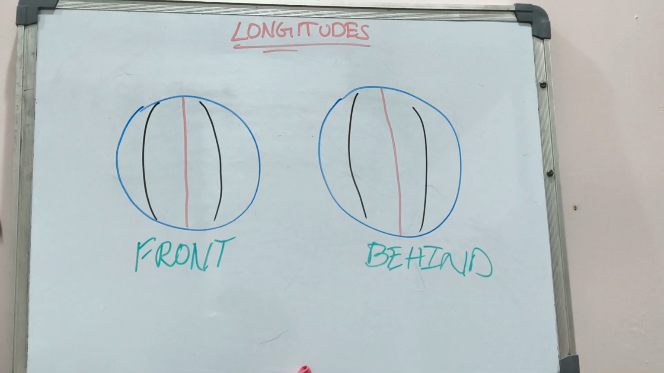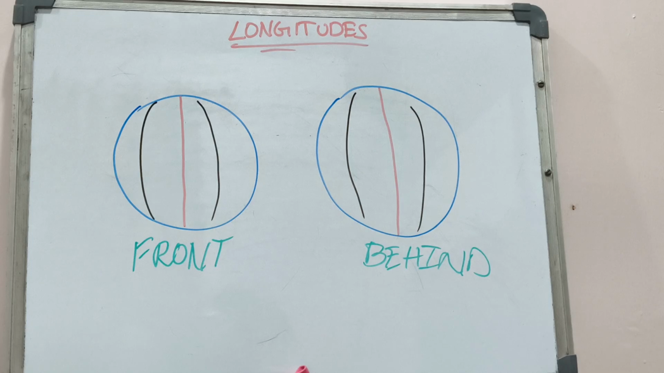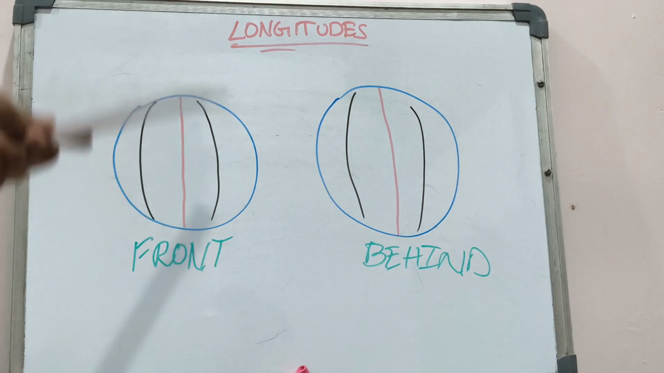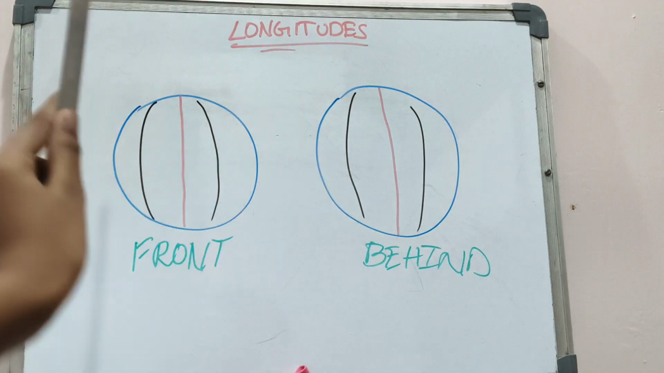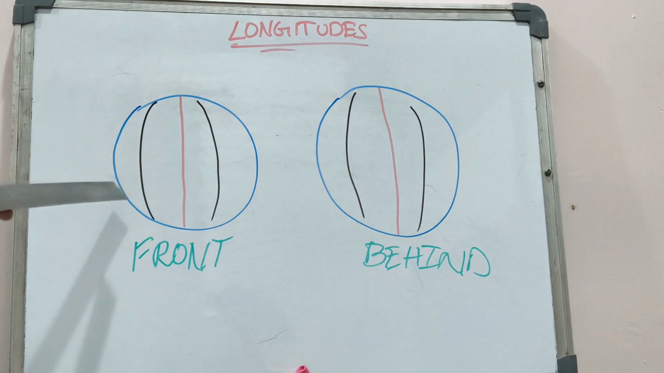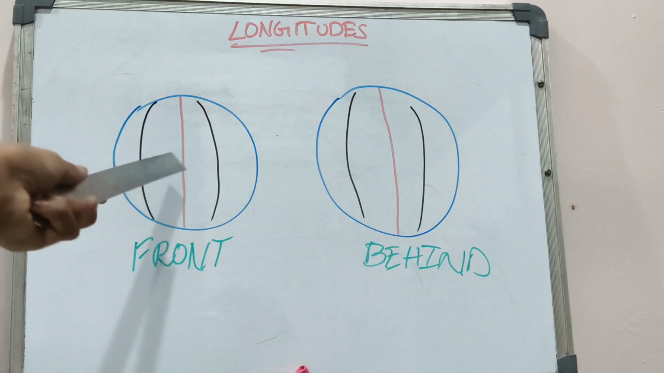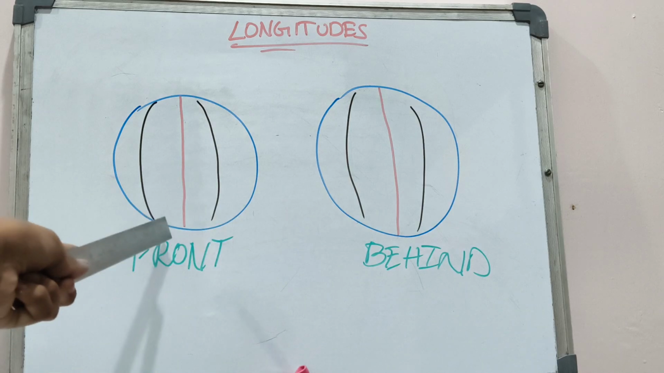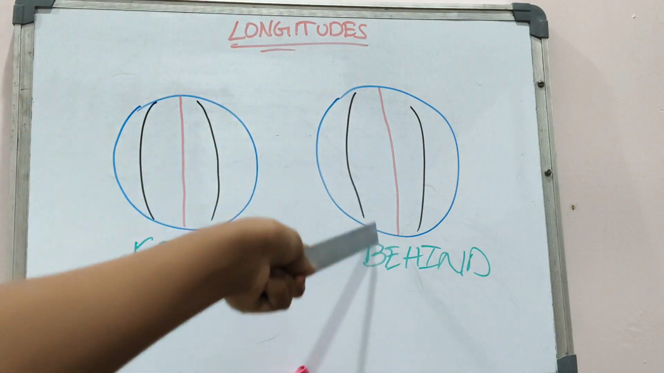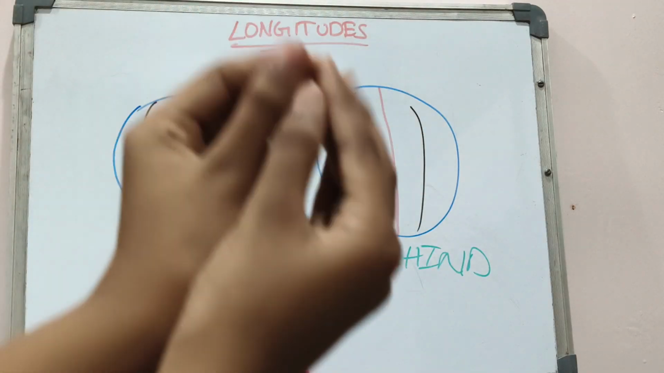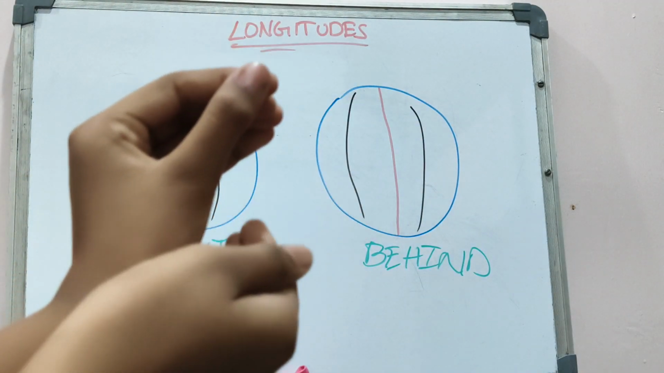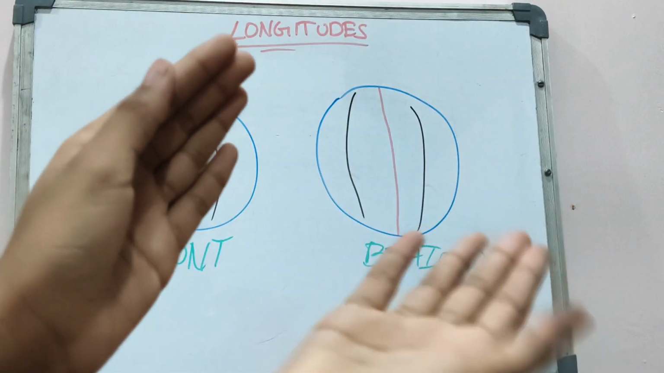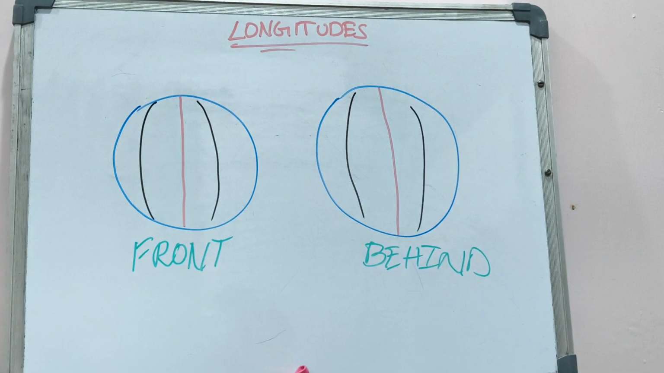All the longitudes form a semicircle, and two diametrically opposite lines make a full circle, also known as a great circle. Here you can see the front side of the earth and behind the earth. I know it looks like a watermelon, but here you can see that this is the prime meridian and that is the prime meridian. These are the west longitudes and these are the east longitudes. This continues to the back and forms a great circle.